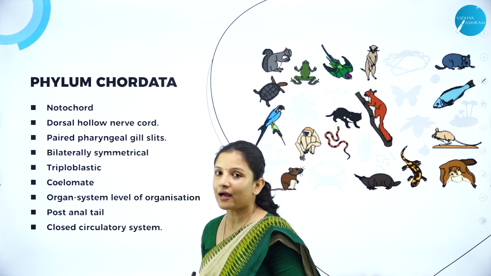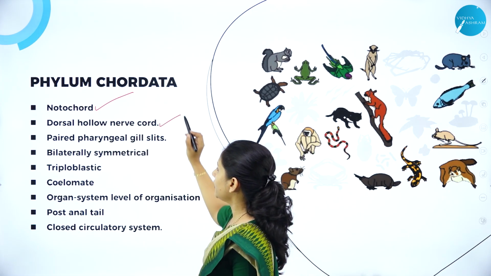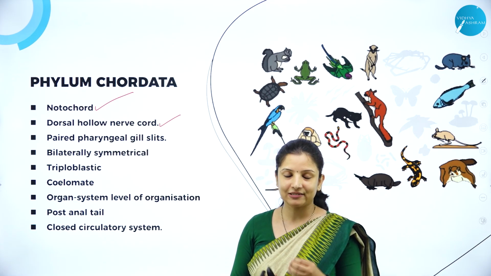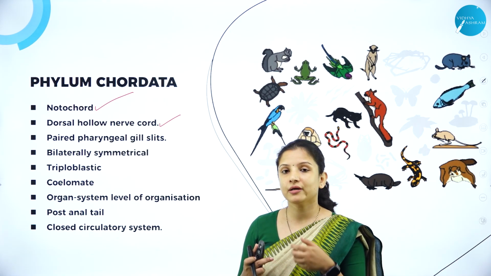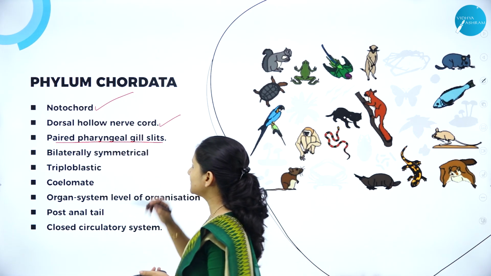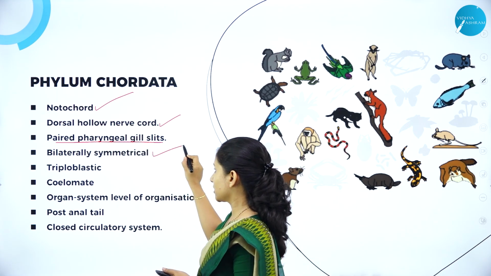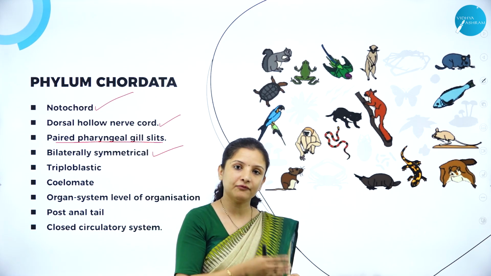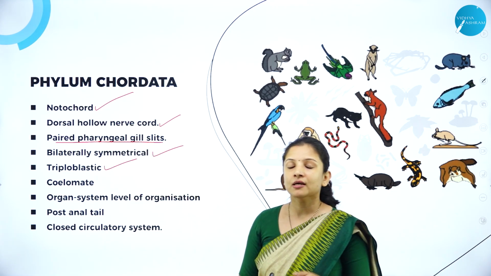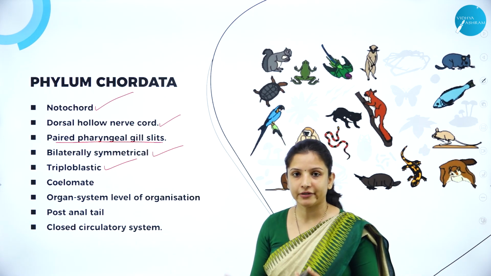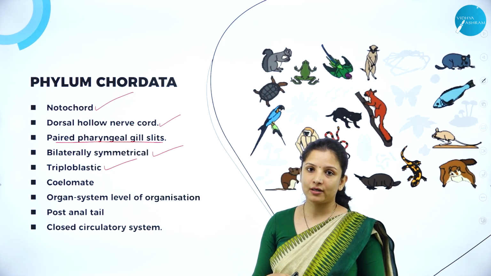So what are the characteristics? The main characteristic feature of phylum chordata is the presence of notochord, and they have a dorsal hollow nerve cord. Apart from that, they have paired pharyngeal gill slits in the pharynx, on either side, which aid in respiration. All organisms under chordata are bilaterally symmetrical, wherein if I draw a line exactly at the center, one half will be the mirror image of the other half. They are triploblastic, with cells arranged in three embryonic layers: an outer ectoderm, an inner endoderm, and in the middle, one more layer called the mesoderm.